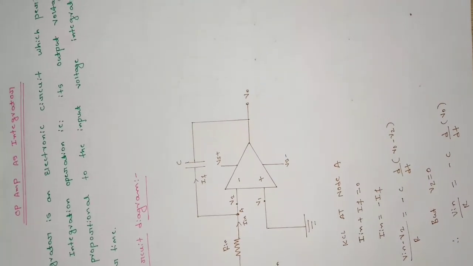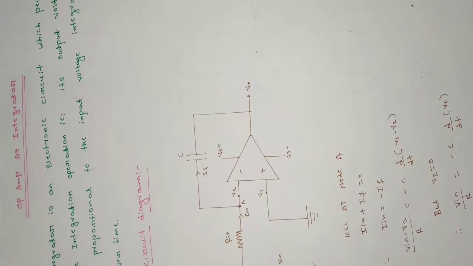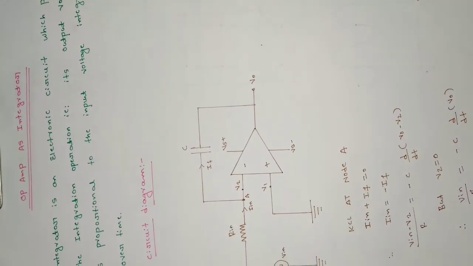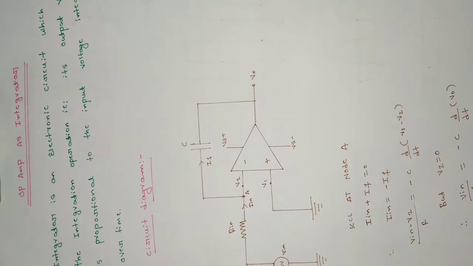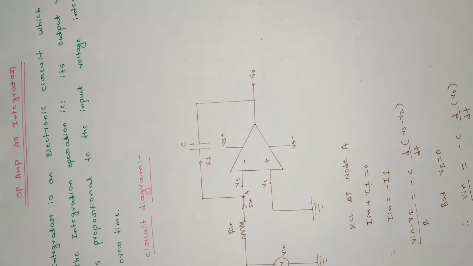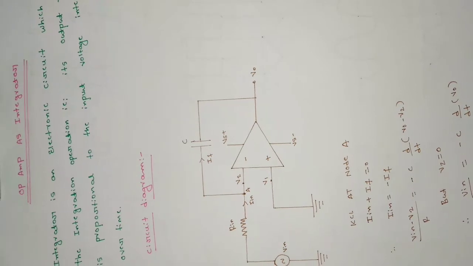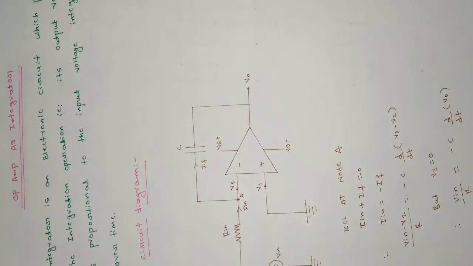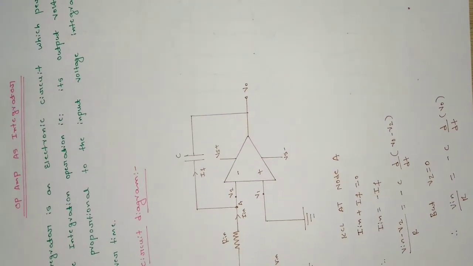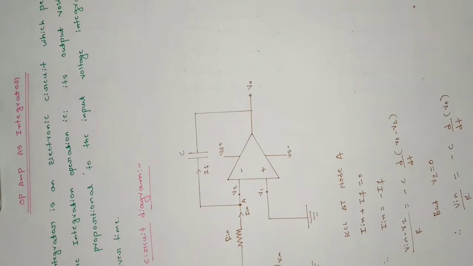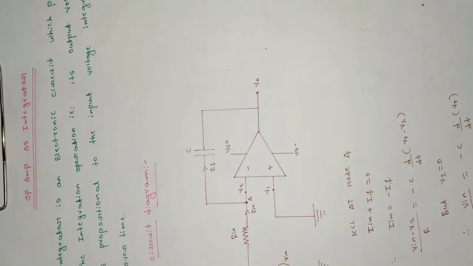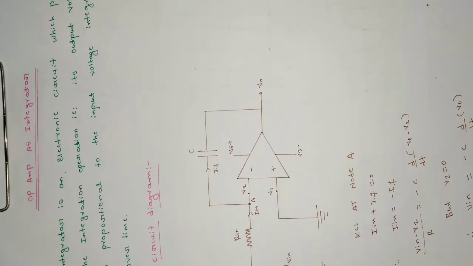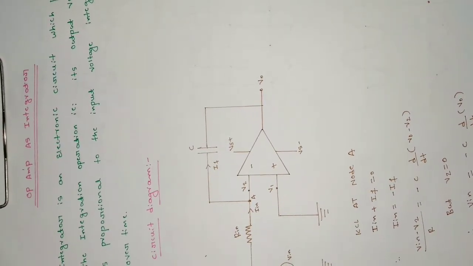So an integrator is an electronic circuit which performs the integration operation. Obviously, an integrator is one which performs the integration. We know integration means successive addition. If you keep on adding something, then it becomes an integration. Differentiation means successive subtraction. Those basic things we know. Its output voltage is proportional to the input voltage integrated over time.